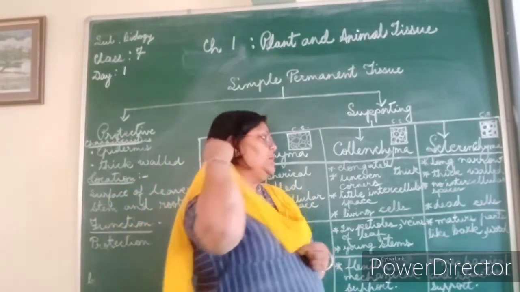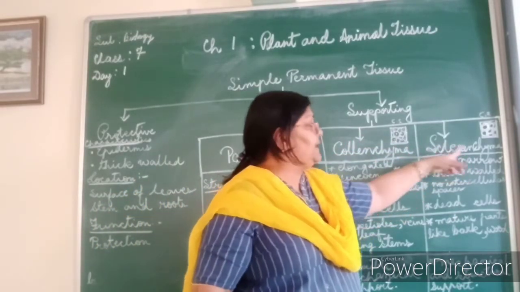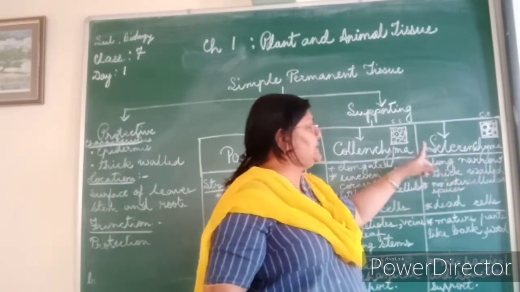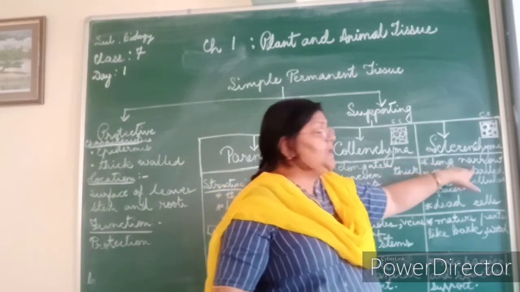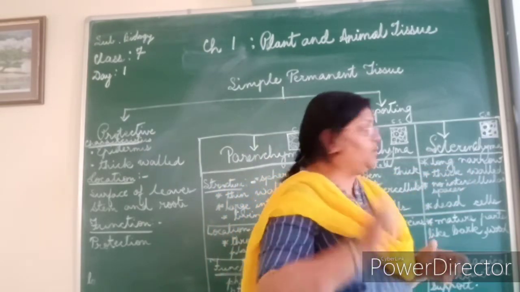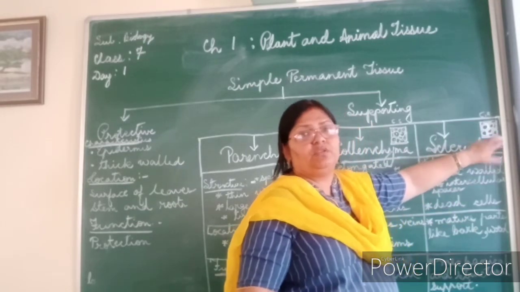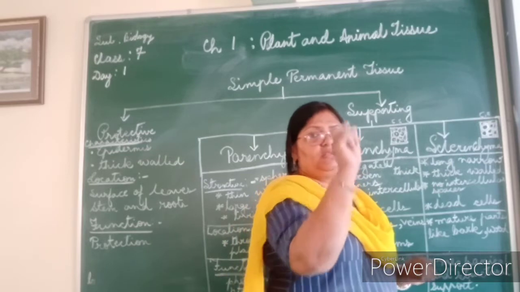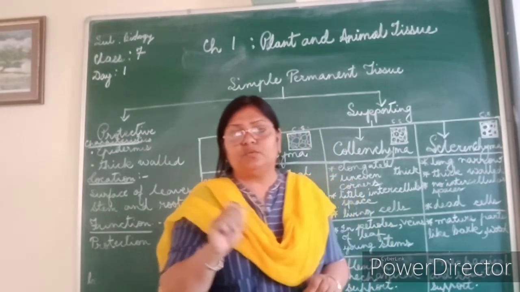Now to the third type of supporting tissue, that is sclerenchyma. Now it is long and narrow. So it is long as well as very thin, narrow, with a thick wall. If you see the cross section of sclerenchyma, you'll find I've drawn very thick outlines. Why? The walls of the cells are equally thick.